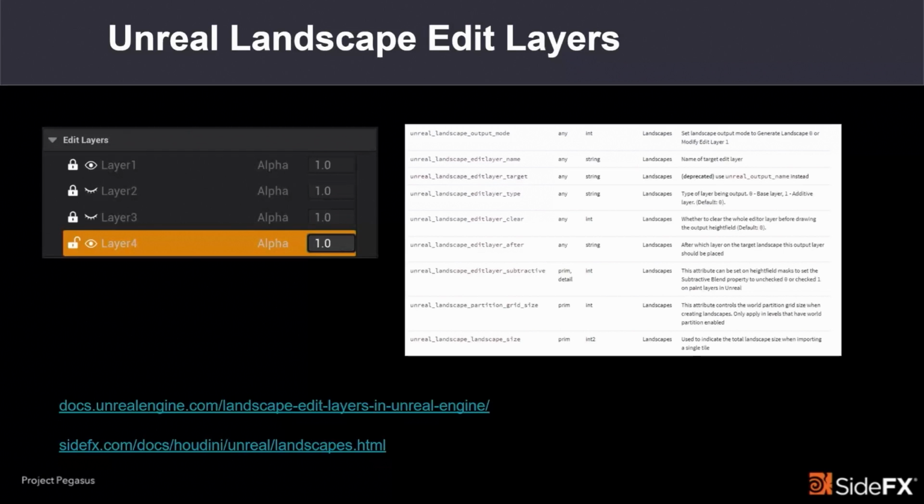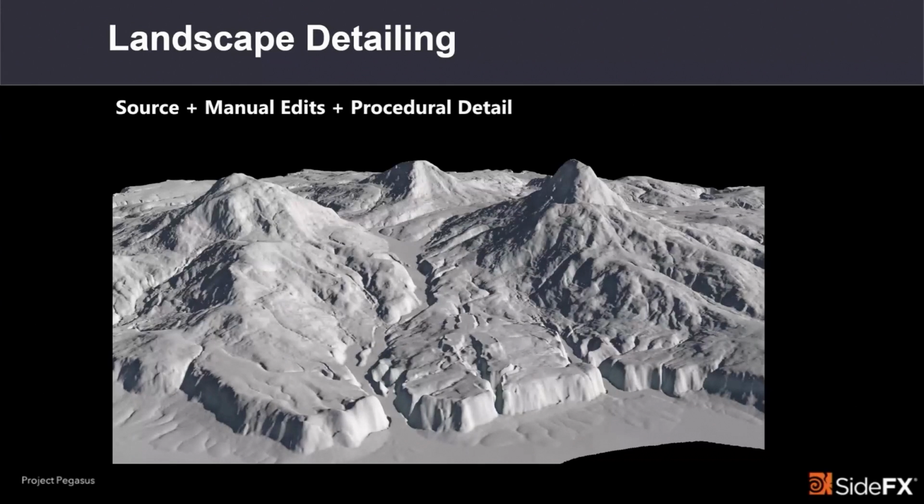And as of very recently, Houdini and World Partition play together very nicely. So if you drag in a terrain into a World Partition level, it's going to cut it up automatically. And there's a bunch of attributes that you can look at on the website and the documentation now. So you can see here the source plus manual edits, procedural detail, and parts. And I'm going to go through how we did each of these changes.